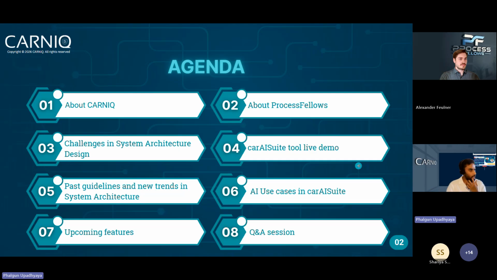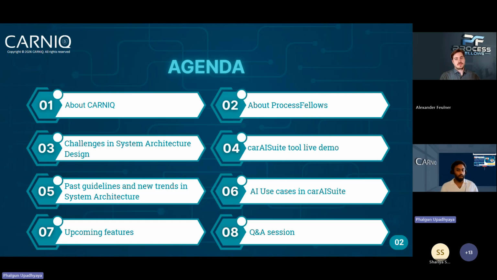In the quick agenda, we have a couple of slides about the organization: a few slides about Carnic, a few slides about Process Flows. Then we are going to jump into the challenges in the system architecture design. What are the current challenges faced? Alex is going to give us a brief overview of what he has seen, the different challenges in the industry.